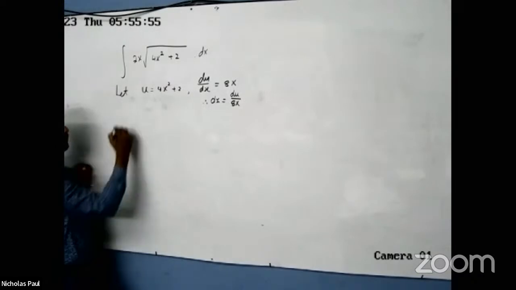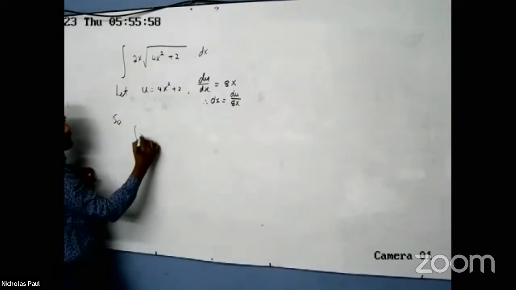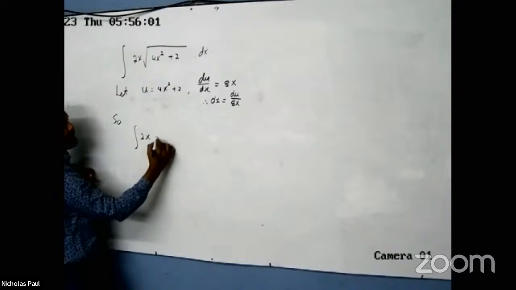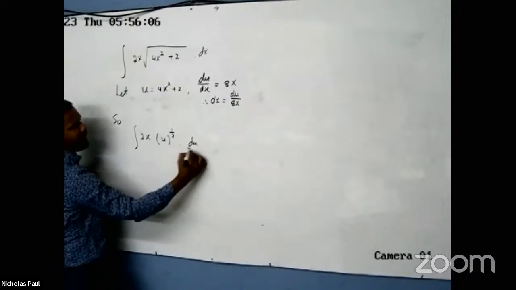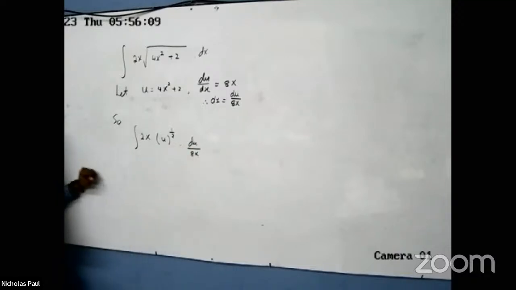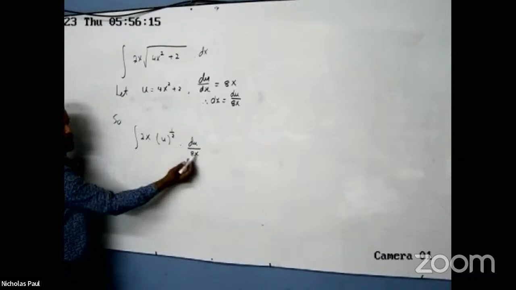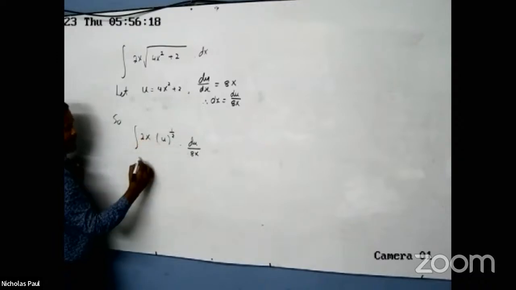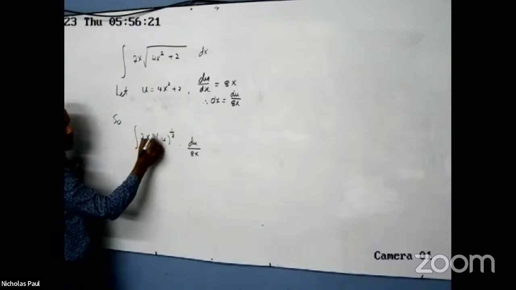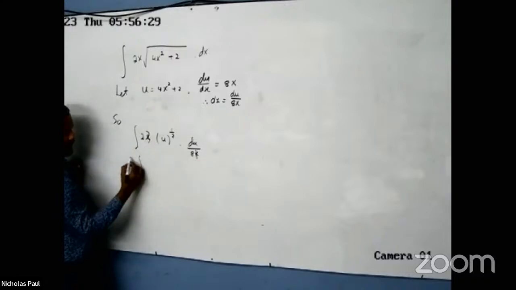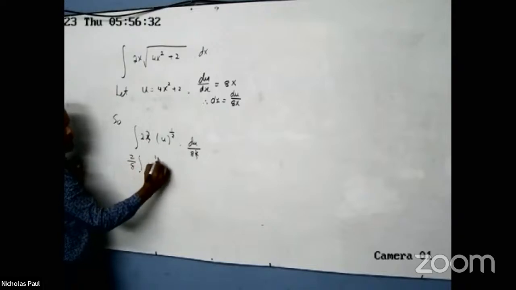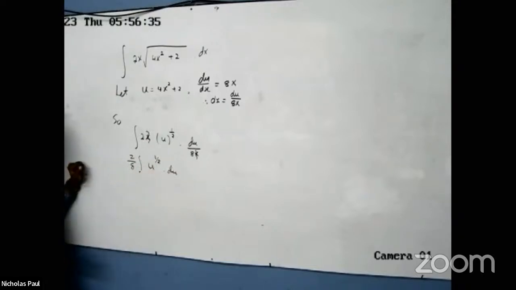Let's see what will happen now. So when we substitute, you'll get 2x by the square root of u, which is u to the power of a half, by du over 8x. What will happen here? The x will cancel with this x here, and you'll end up with 2 over 8, which I can put outside here, by u to the power of a half du.